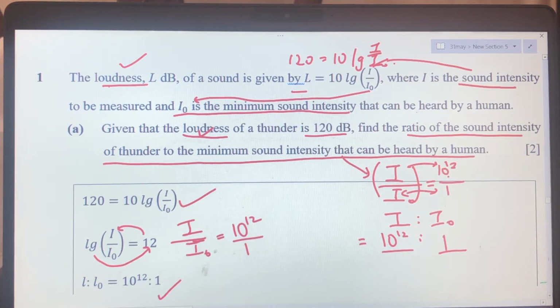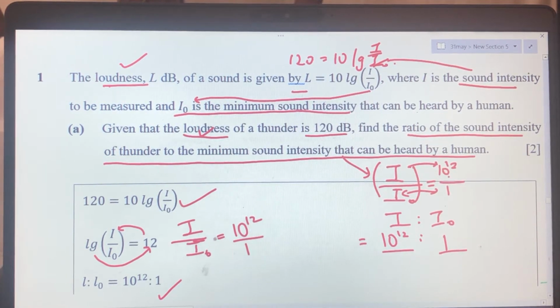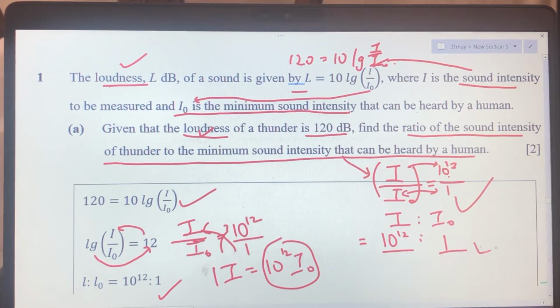Now what many of you did is after this step, you go and cross multiply, then you get I equals to 10 to the power of 12 I naught. Then you mistakenly think that this number belongs to this, then you write this number here, this number belongs to this, then you write 1 here. So please use this method that I have been teaching you.